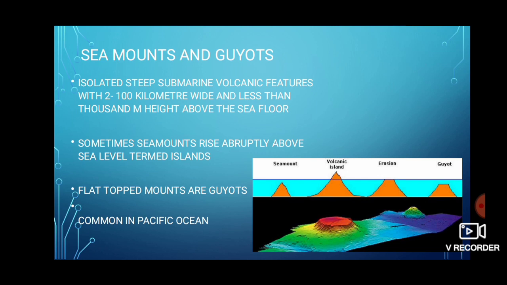Due to the erosion process, the top of the seamounts gets eroded and looks almost perfectly like a tabletop, and such flat-topped seamounts form into guyots.